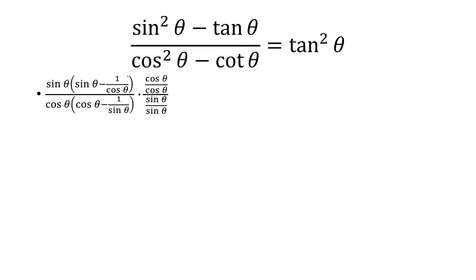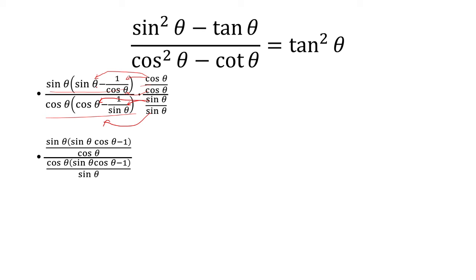Okay, now I'm going to have this cosine theta distribute whatever's inside the parentheses. And then this cosine theta on the bottom is going to go underneath the numerator. And then same thing with sine theta. Sine theta is going to multiply cosine theta and negative 1 over sine theta. And then this bottom sine theta is going to go underneath here.